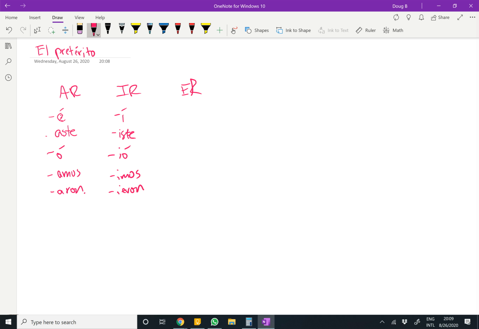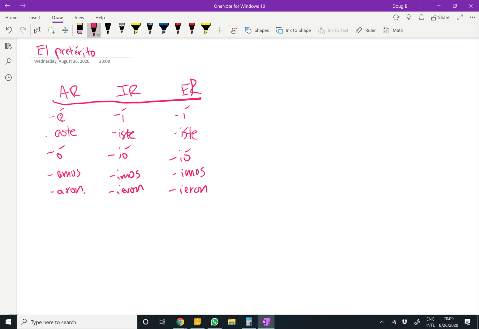Let's go with comer. Yo comí, comiste, comió, accent on the o, comimos, comieron. You'll notice first that the IR and the ER verbs are all the same. They're conjugated the exact same way. Perfect, we got that done.